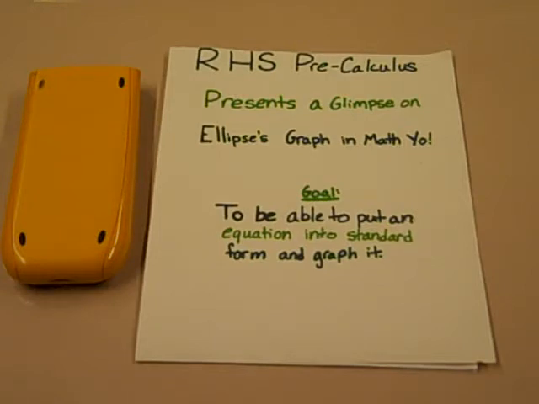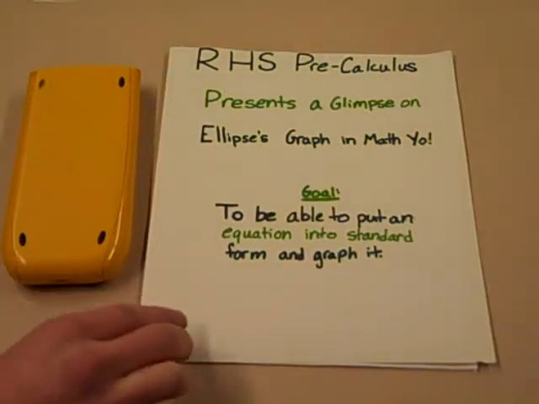Goal: to be able to put an equation into standard form and graph it. Today, class is all about ellipses. Excuse me, Missus, but I don't have a grip on this. It's simple, easy, you can't miss it. But where do we start?